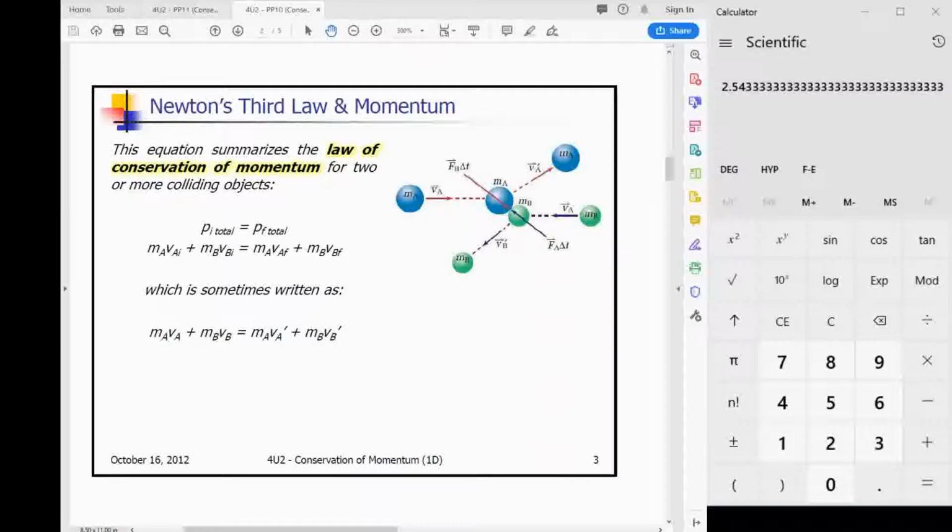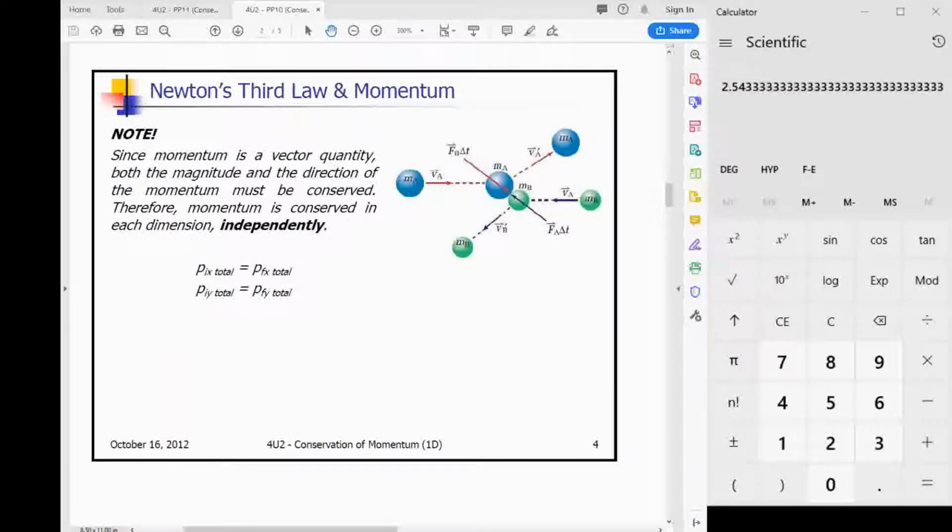Sometimes we write this, instead of i's and f's, we write this with a prime instead. So that prime that you see indicates that this is an after condition. So our VA before is just VA, and our VA prime is our velocity after of object A.